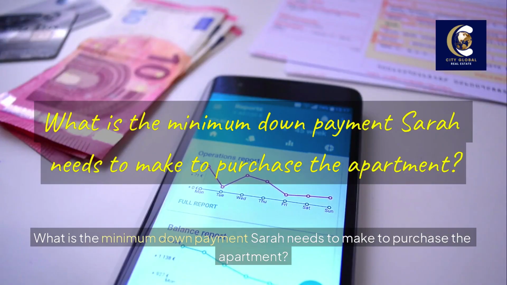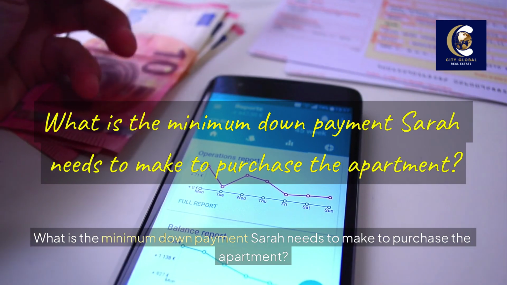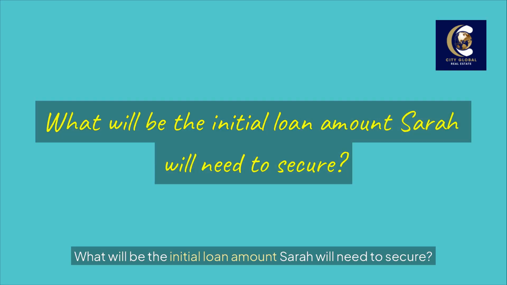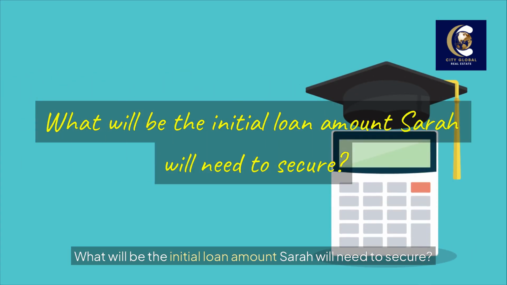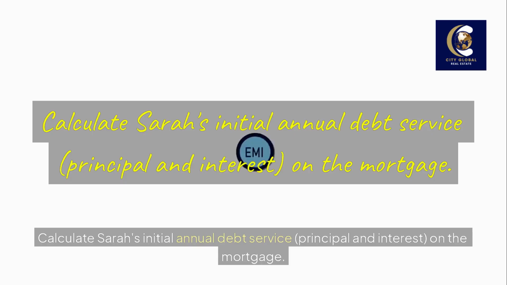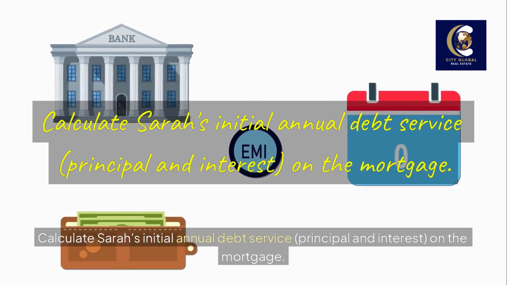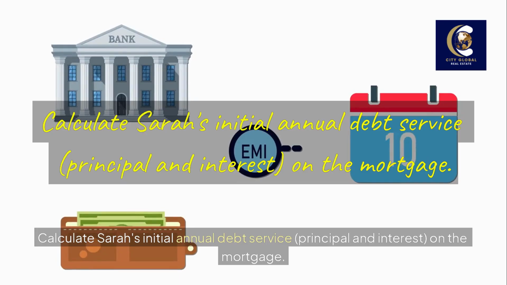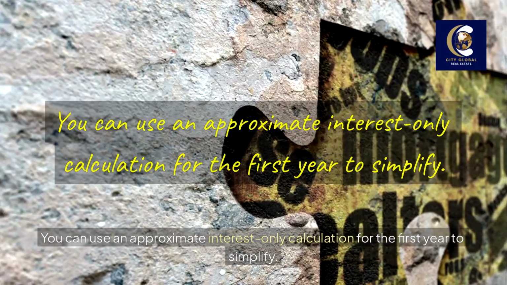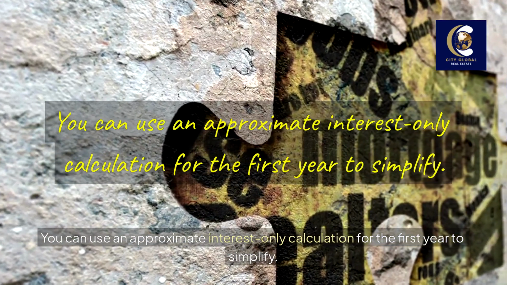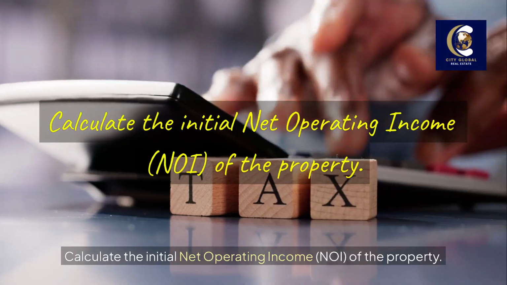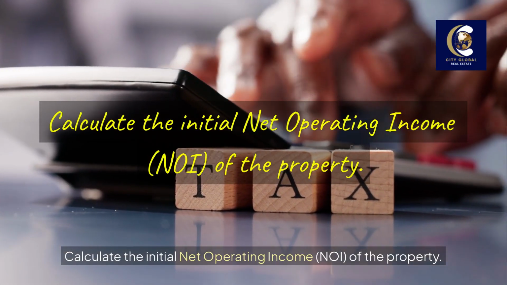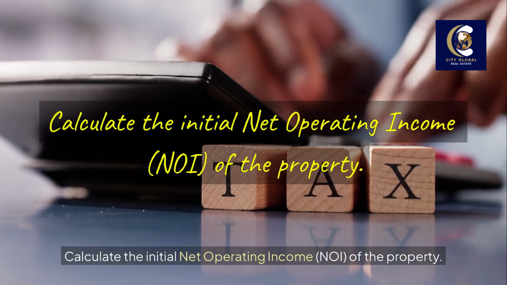Questions. What is the minimum down payment Sarah needs to make to purchase the apartment? What will be the initial loan amount Sarah will need to secure? Calculate Sarah's initial annual debt service, principal and interest, on the mortgage. You can use an approximate interest-only calculation for the first year to simplify. Calculate the initial net operating income (NOI) of the property.